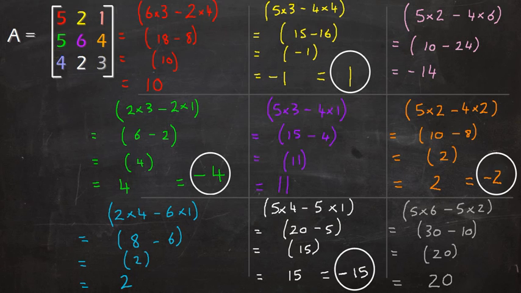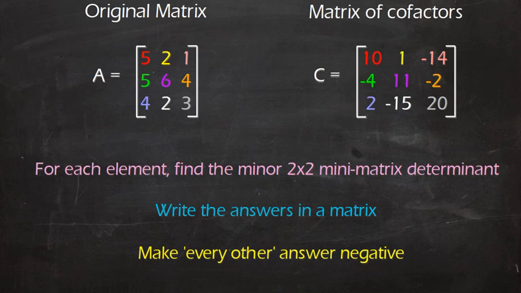So we've already dealt with changing the sign of every other element. The first one we don't need to change the sign, but it's every other one starting with the second we change the sign of. So you write down 10, 1, minus 14, minus 4, 11, minus 2, 2, minus 15 and 20, and you put them into a 3 by 3 matrix, and that is called the matrix of cofactors.